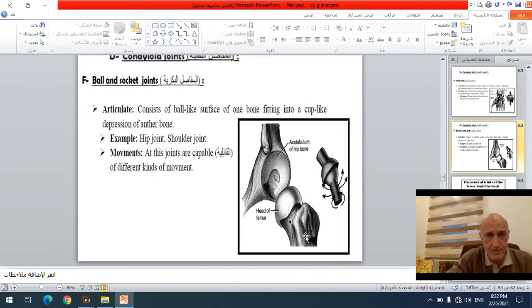Ball and socket joints. Articulation consists of a ball-like surface. The ball of one bone fits into the cup-like depression of another bone. Example, hip joint, shoulder joint. They are capable of different kinds of movement.